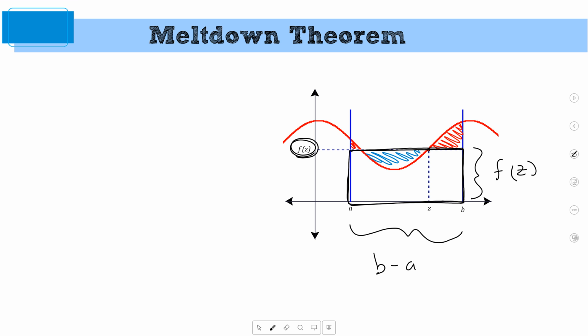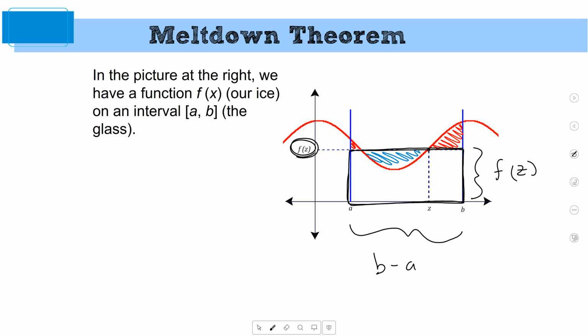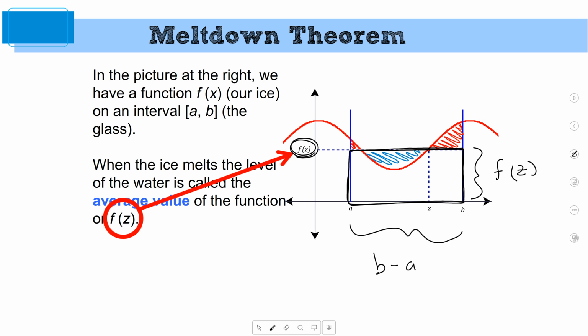So if the red area matches the blue area, then the area under the curve has to be the same as the rectangle. Are you with me? That's exactly what the mean value theorem says. Okay, so the average value of the function is that f of z thing. And if we can find f of z, we can find the area under the curve by using a couple different methods, which I'll get to in a second.